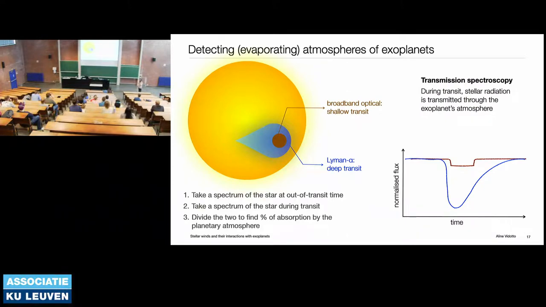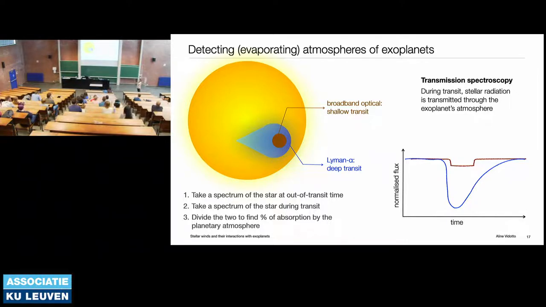Well, how do we detect these atmospheres? So this is my very quick slide on the observational technique. Essentially what you have here is your star. Your planet is transiting in front of your star. So if you were to observe your planet in broadband light, what you're going to see is a light curve that looks like this brown line here. A small dip in the light curve, essentially when the planet blocks part of the light of the star.